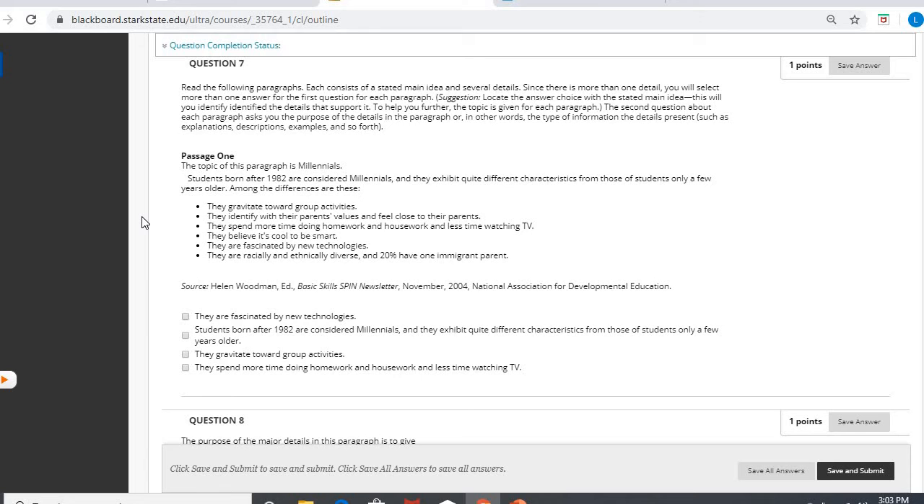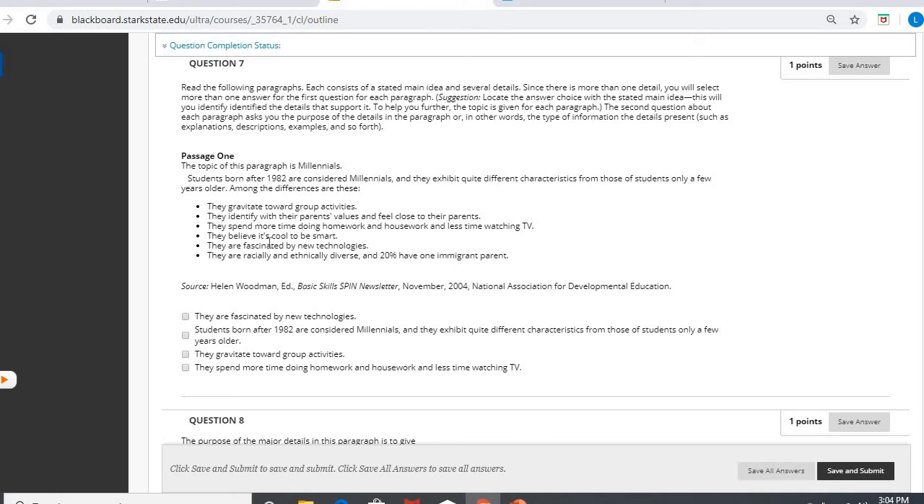And then a few of you are in that later category. Anyway, students born after 1982 are considered millennials, and they exhibit quite different characteristics from those of students only a few years older. Among the differences are these, and then it gives us a list of characteristics, so to speak, of millennials. So this wants to know which of these are supporting details.